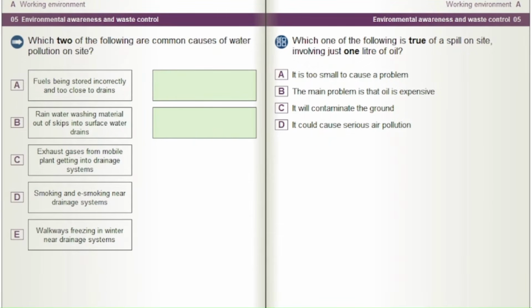Which 2 of the following are common causes of water pollution on site? Fuels being stored incorrectly and too close to drains. Rainwater washing material out of skips into surface water drains. Exhaust gases from mobile plant getting into drainage systems. Smoking and e-smoking near drainage systems. Walkways freezing in winter near drainage systems.